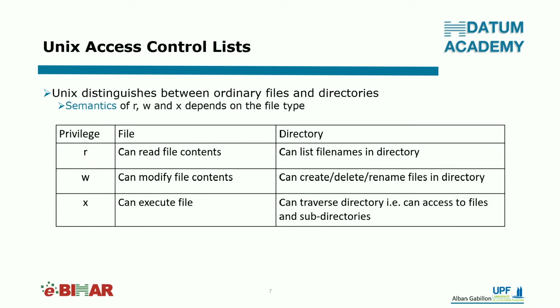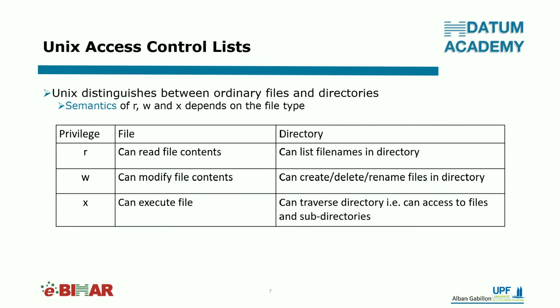I said in the previous slide that R means to read, W means to write, and X means to execute. That's true. However, the semantics of these privileges depends on the resource. For example, privilege R for a file means the privilege to read the contents of the file. For a directory, it means the privilege to list the file names of the directory by using the ls command.